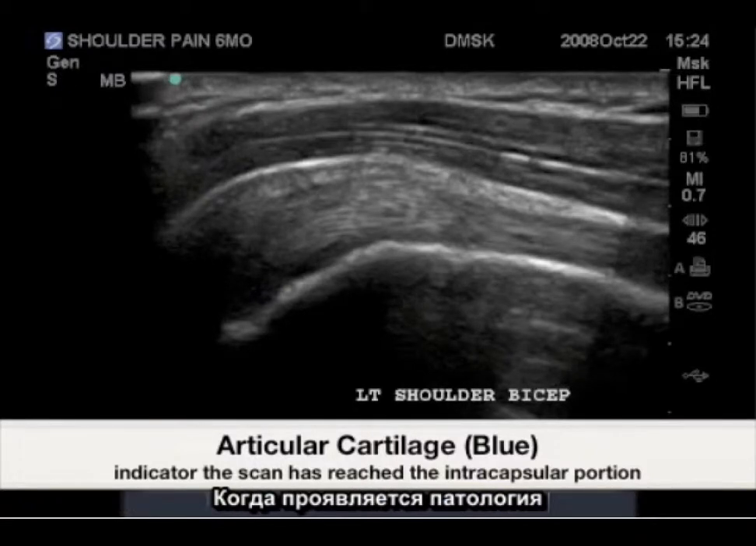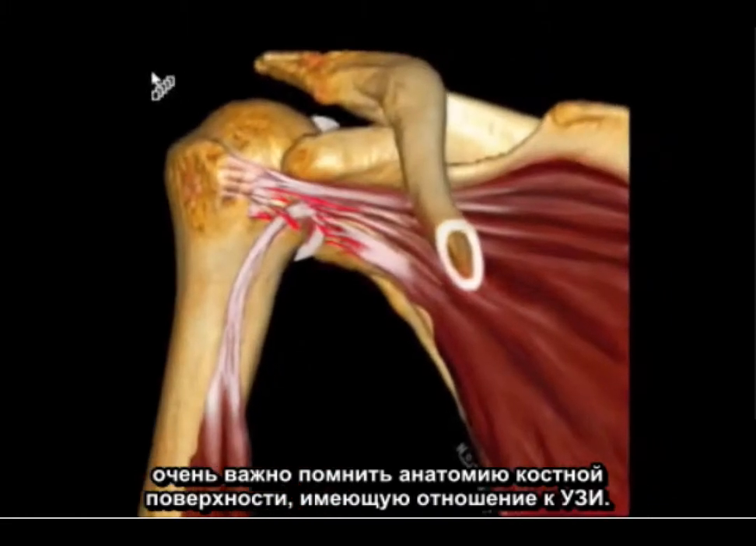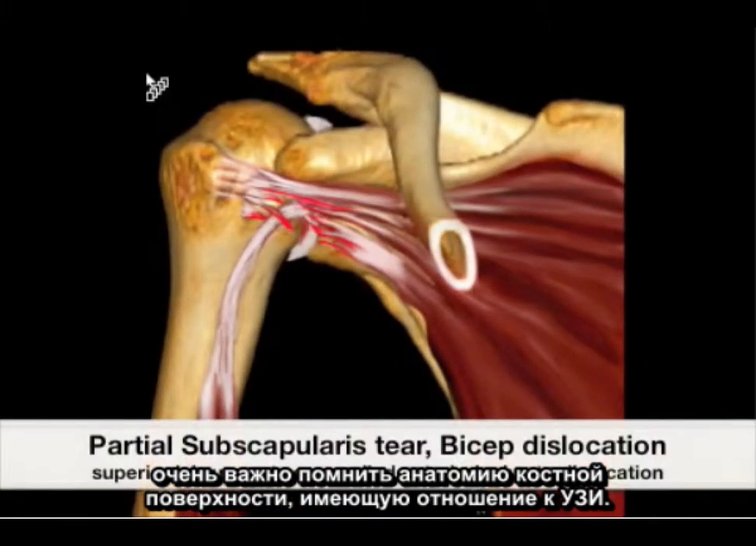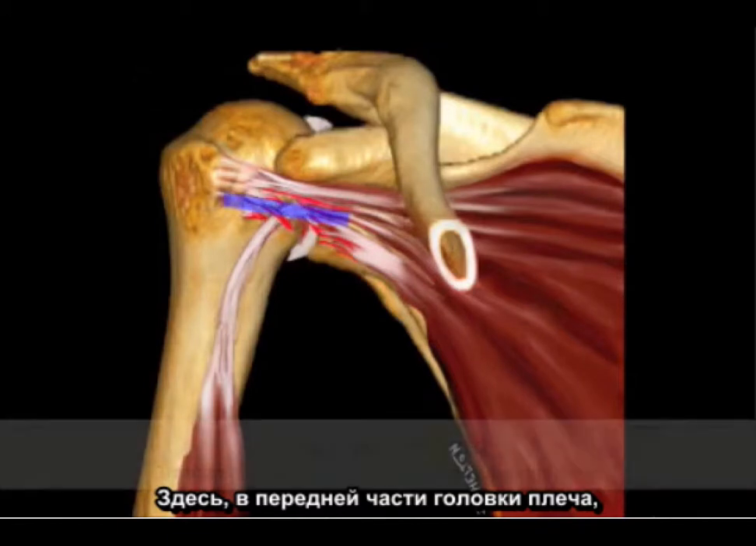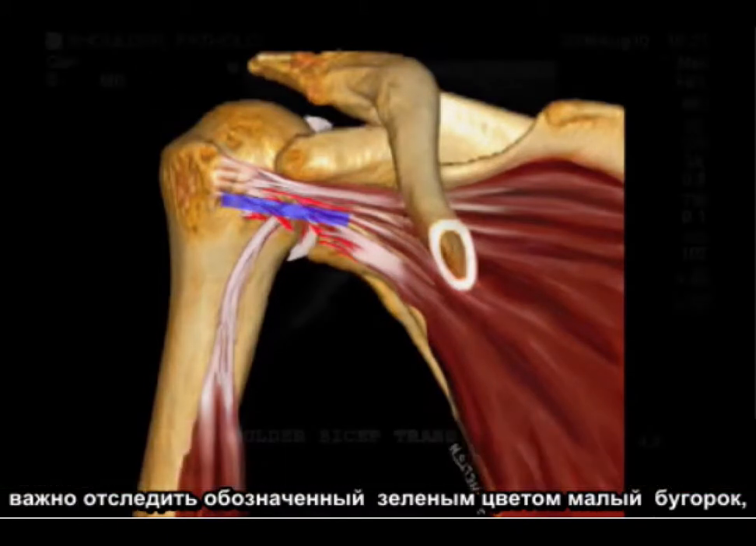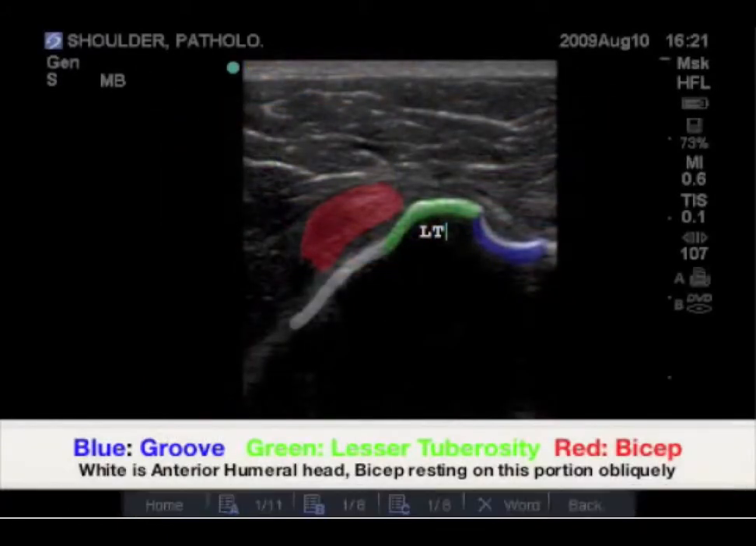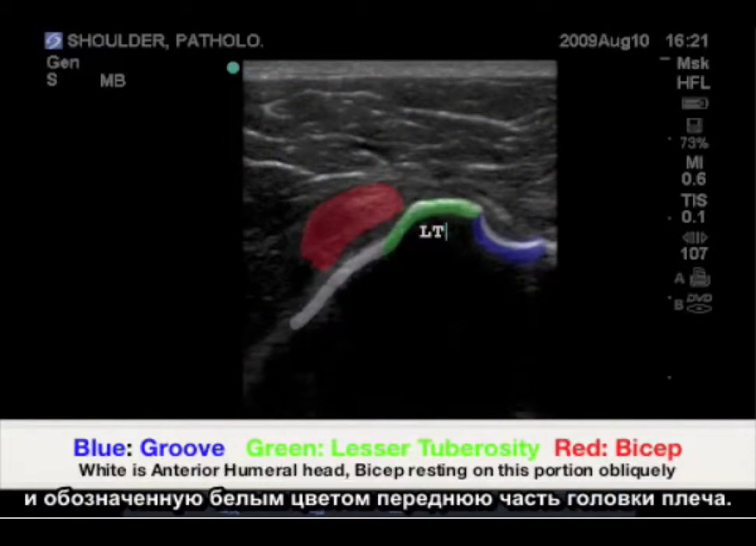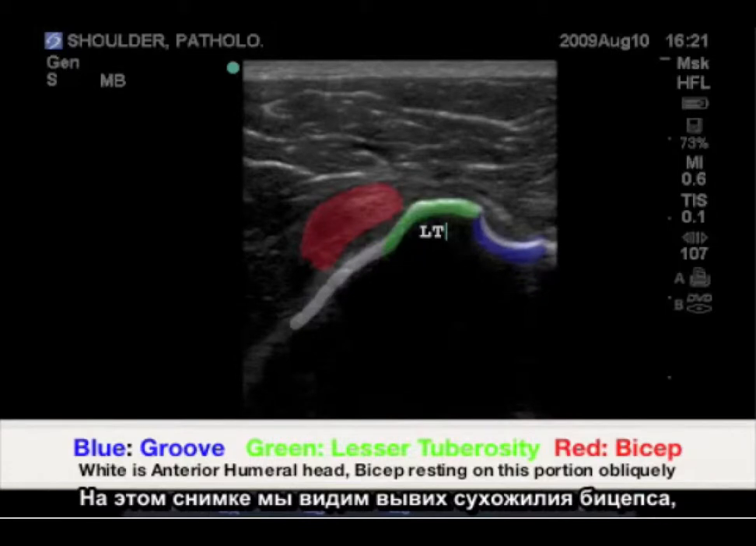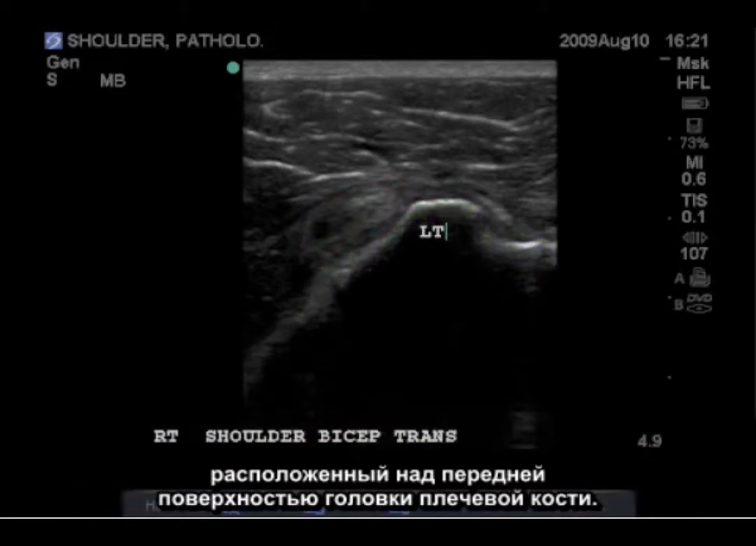When pathology presents itself, it's very important to remember the bony surface anatomy associated with ultrasound. Here at the anterior humeral head, it's important to realize the green marked lesser tuberosity, the blue, which is the bicipital groove, and the white, which is the anterior humeral head. In this image we have a dislocated bicep tendon located over the anterior surface of the humeral head.